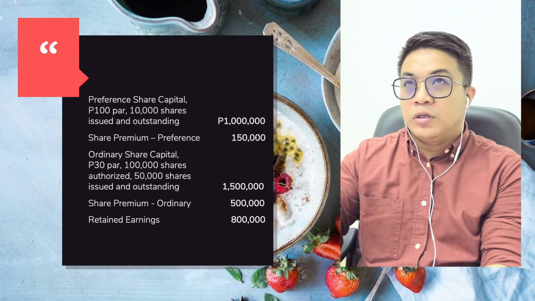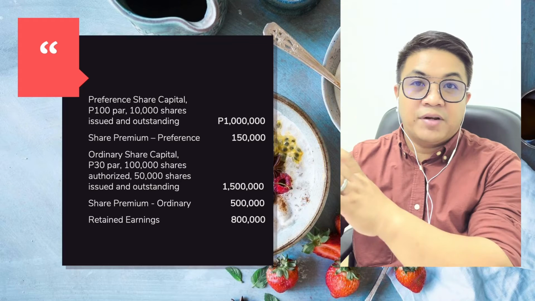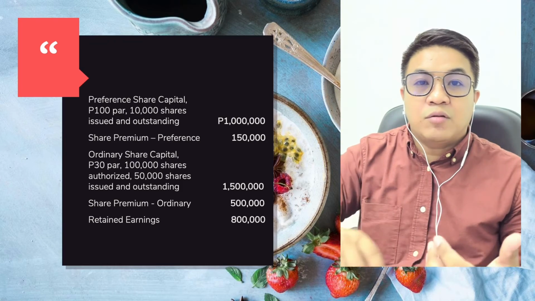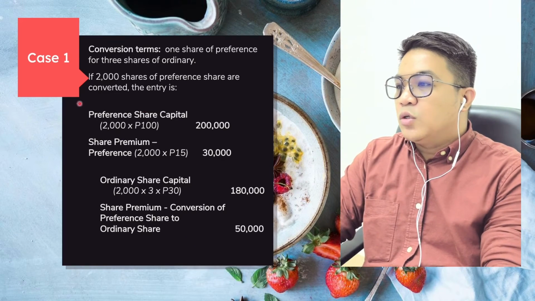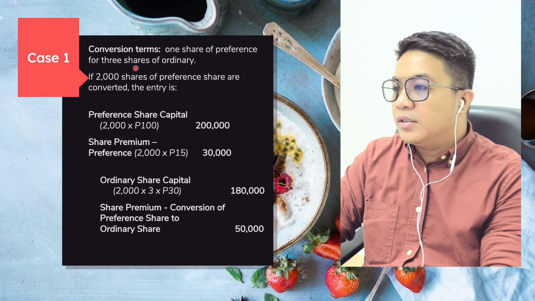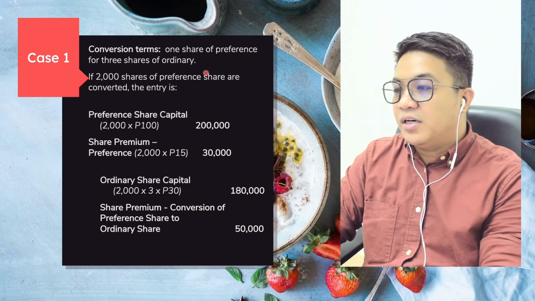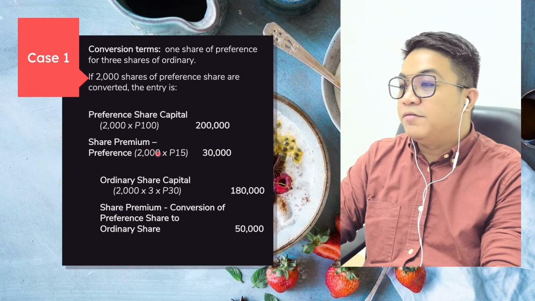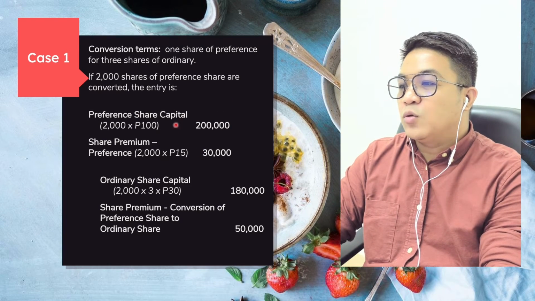So let's use our concept from earlier: we debit everything that we retire or convert, the preference, and then we credit all the ordinary shares, because we recognize a new type of shares, or additional ordinary shares. So, what we debit here is the total. It says here, if 2,000 shares of preference shares are converted, so not all of the preference shares, convert only the 2,000. So we just multiply it by the par value of the preference share, 200,000. Okay, 2,000 shares multiplied by the par value of 100 pesos per share, that's 200,000.